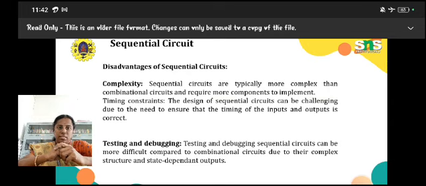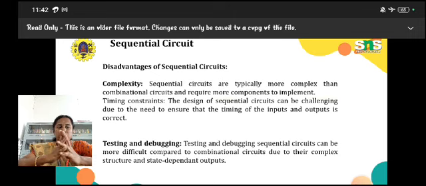Timing constraints: the design of sequential circuits can be challenging due to the need to ensure that the timing of the inputs and outputs is correct. At last, testing and debugging. Testing and debugging a sequential circuit can be more difficult compared to a combinational circuit due to their complex structure and state dependent outputs. So the main disadvantages of sequential circuits are complexity and testing.